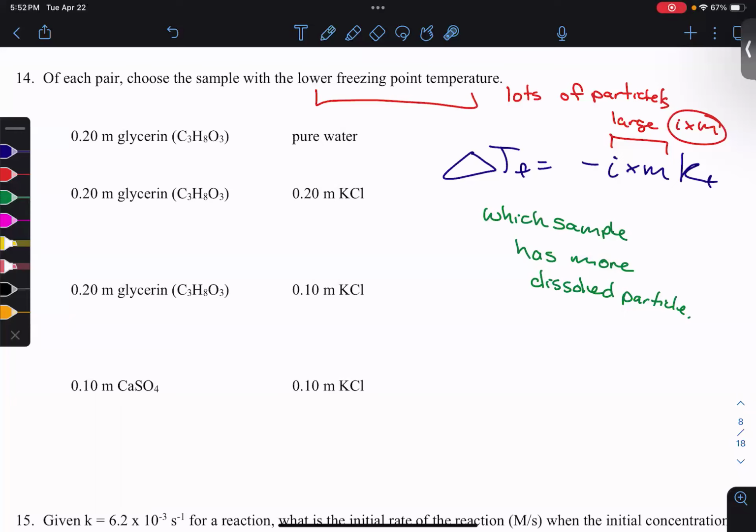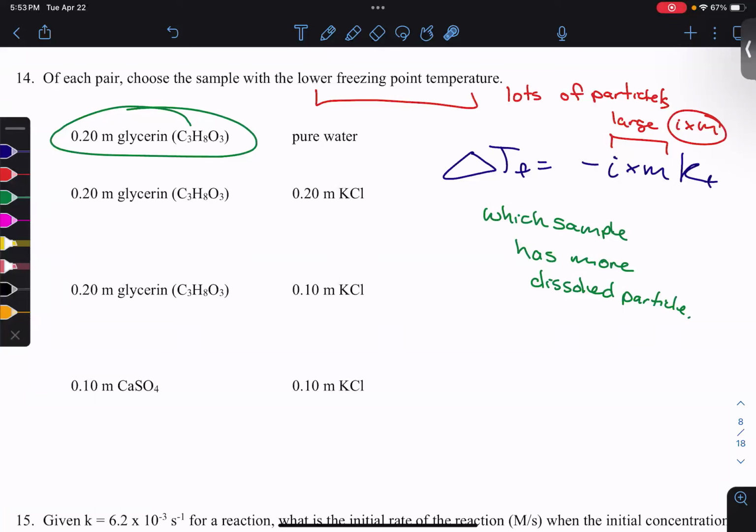So, okay, here are options, glycerin or pure water. Which one has more dissolved particles? Glycerin, obviously, because does pure water have any freezing point depression? No, it's going to freeze at 0 degrees Celsius. Glycerin, though, on the other hand, regardless of the concentration, is going to freeze at a slightly lower temperature because its i times m is that. All right. Okay, next option, 0.2 glycerin or 0.2 KCl.